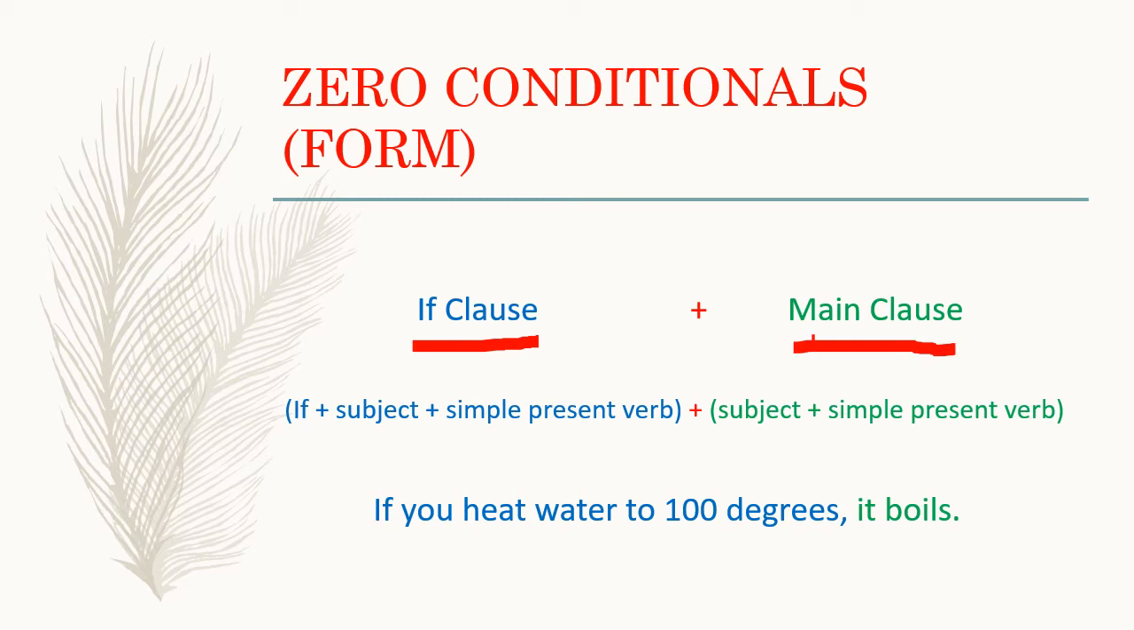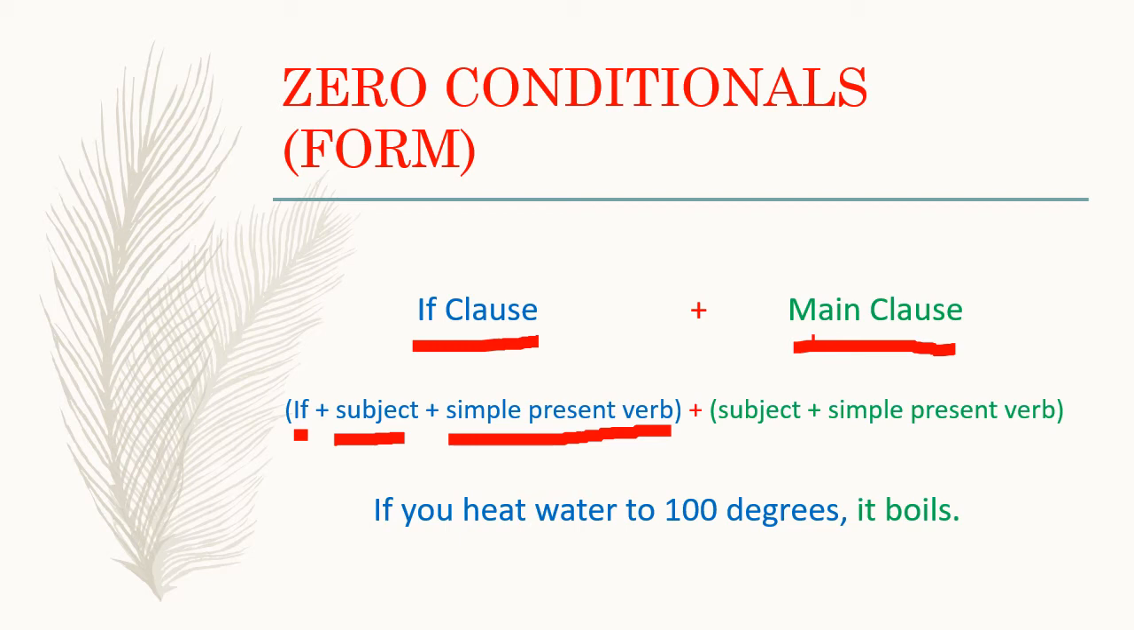But each conditional has a different pattern inside the if clause and a different pattern inside the main clause. So when you say zero conditional, the pattern of your if clause is this. You just follow the pattern. If, of course you start with if for the if clause, and then you have your subject, and then you have your simple present verb. That is your pattern for your if clause in zero conditionals.